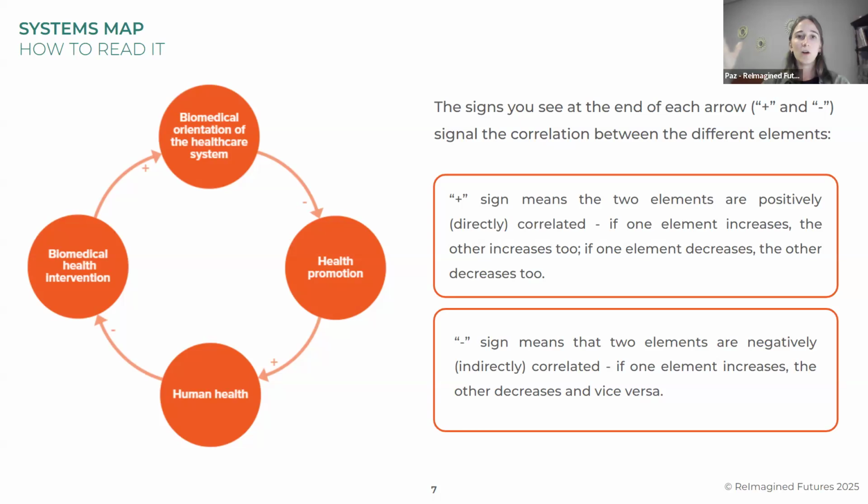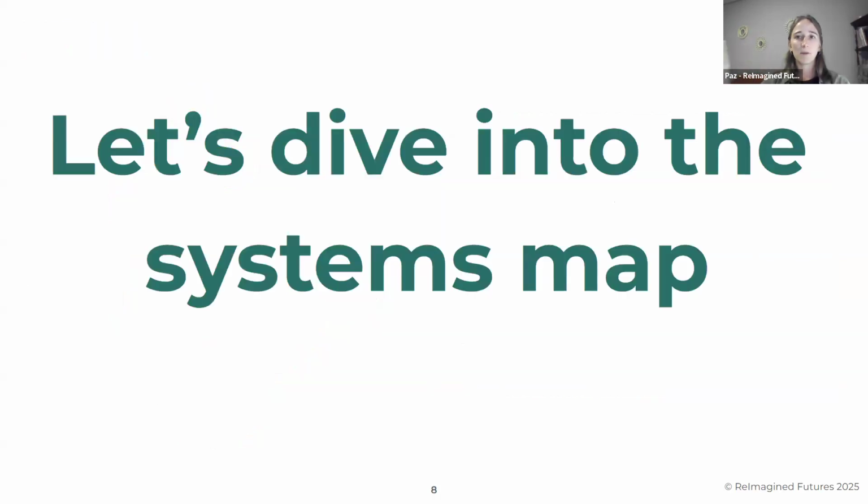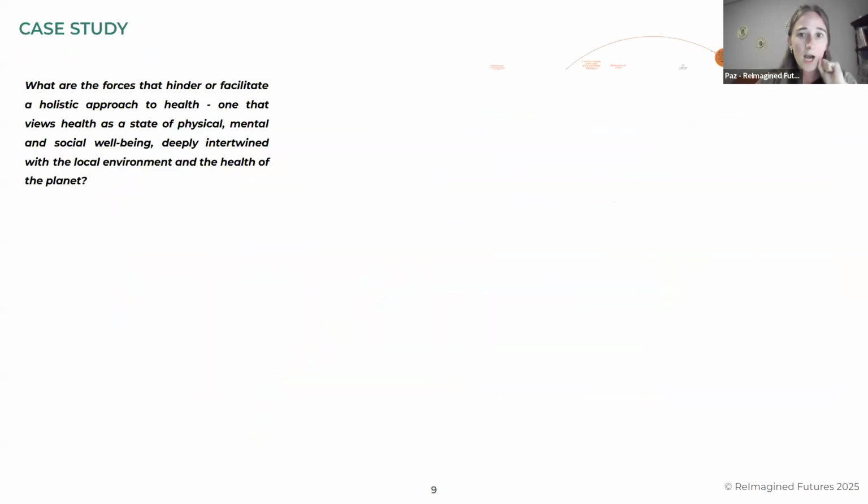Okay, so now let's dive deep into the systems map, or almost deep into the systems map, because we don't have the time to go through every feedback loop, but I will explain the main structure and the different regions, and go through some feedback loops that I chose to show you.